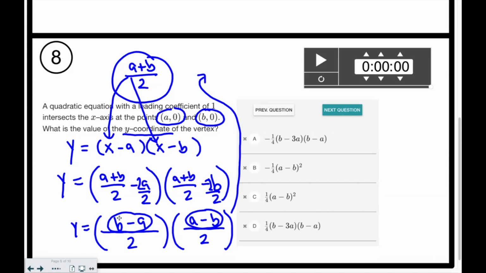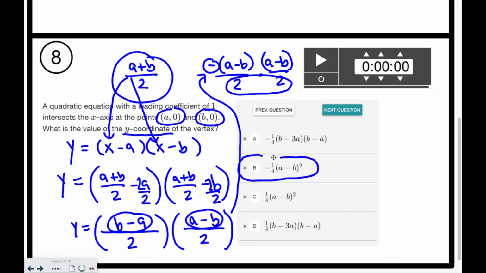If I factor a negative out of this, then I'll get negative a minus b over 2. And then this one is a minus b over 2. And that's where I'm going to stop, because a minus b times a minus b is a minus b squared. And I have a negative, and these 2's on the bottom make 4. So that should give me answer choice B.